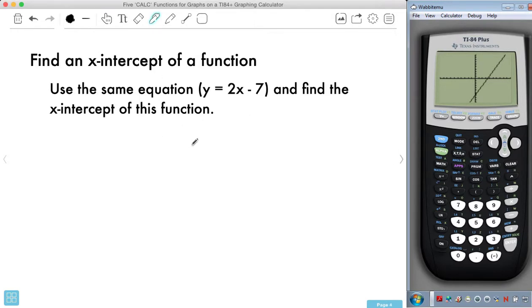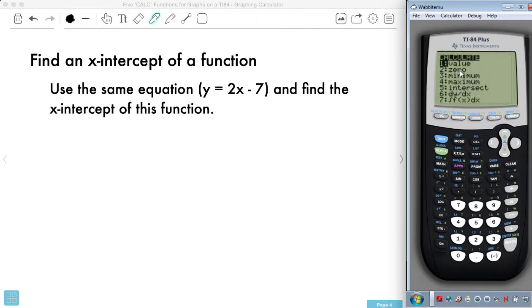Using the same equation, find the x-intercept of this function. So I'm going to hit second, the trace button, again to get to the calc menu, and I'm going to use option 2. The reason they don't put x-intercept in here and they say 0 is those two words have the same meaning mathematically. A 0 is where the value of the function is 0, which is where y is 0, which is on your x-intercept. For your purposes in this course, you can just read the word 0 in this menu as x-intercept. It has the same meaning.